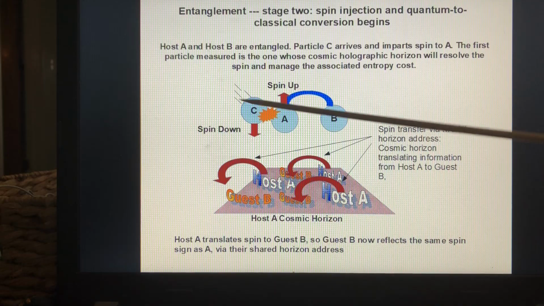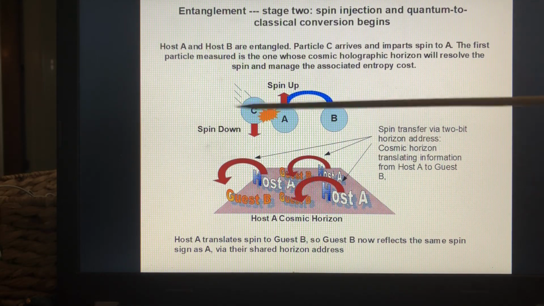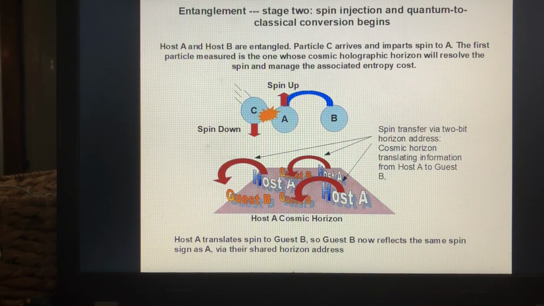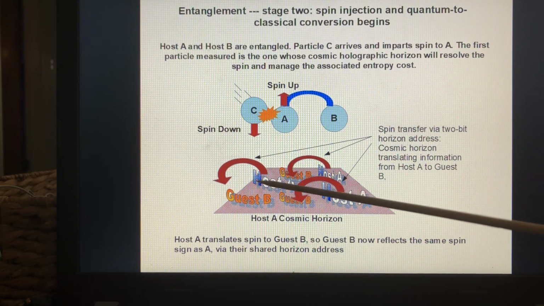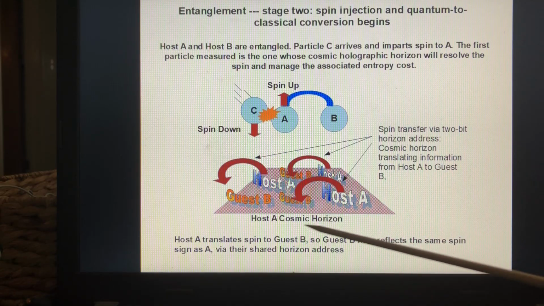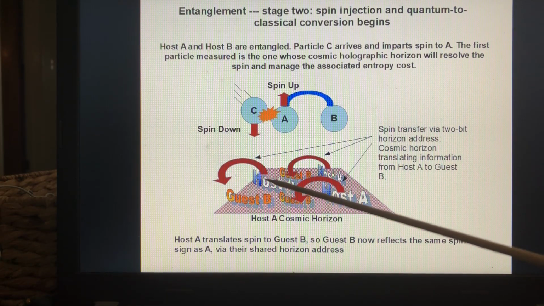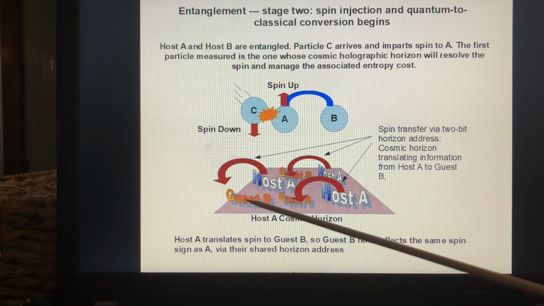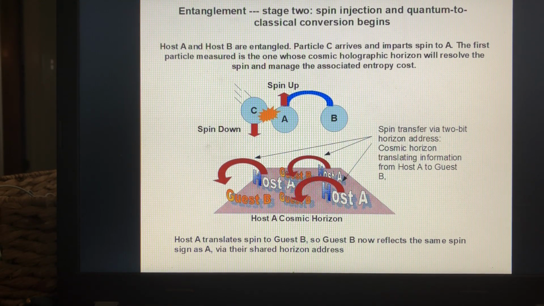So here C comes in and bumps into A, and C was down. So what happens is C is going to translate up to A. So host A and guest B were 2 bits. This is the process of condensing the 2 bits down to 1. Host A is going to transfer its spin energy to guest B. It's important to notice that guest B and host A will share the same spin sign because they're on the same horizon.